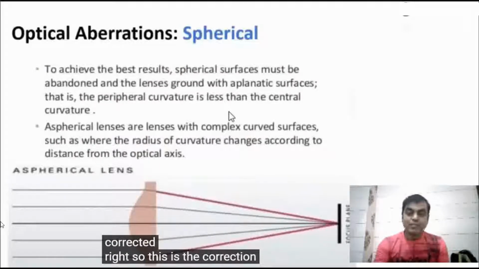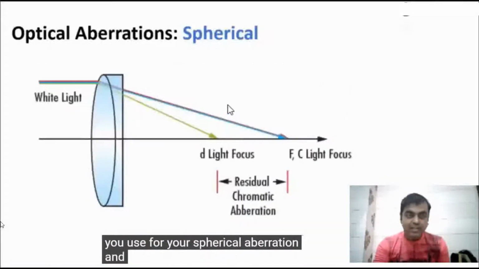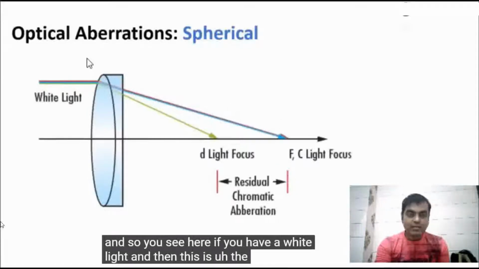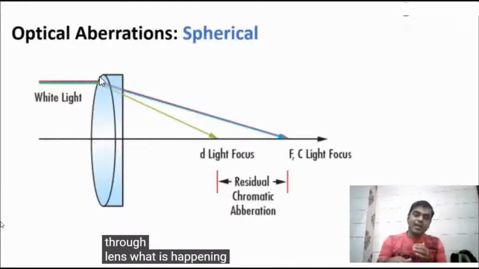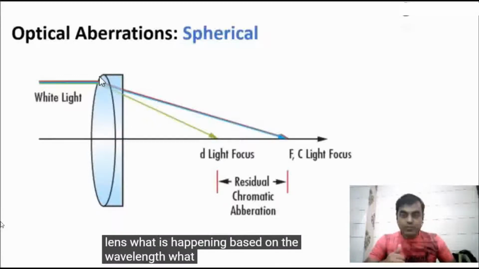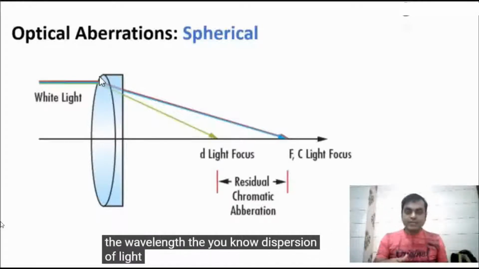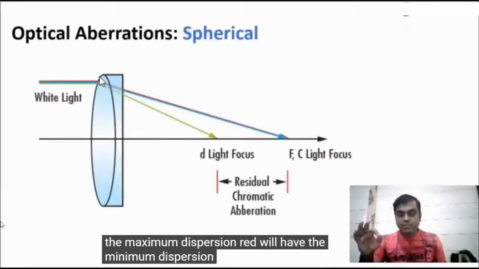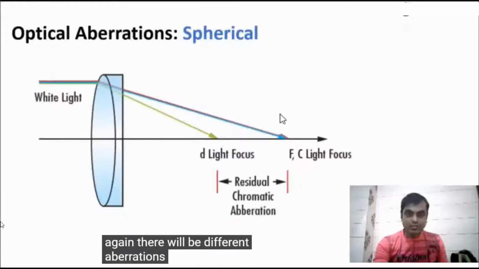So this is the correction method you use for your spherical aberration. And so you see here, if you have a white light, and then this is the same white light when it passes through a lens, what is happening based on the wavelength? According to the wavelength, the dispersion of light varies. So blue will have the maximum dispersion, red will have the minimum dispersion, and based on that, again there will be different aberrations. Correct.